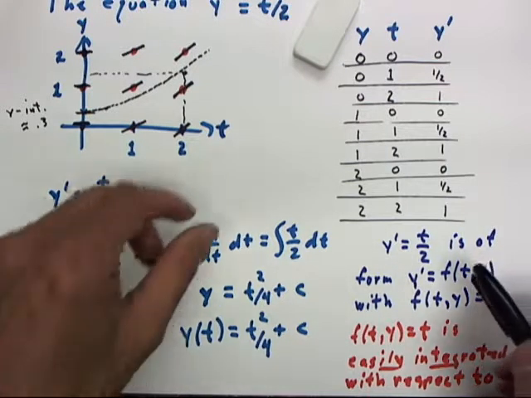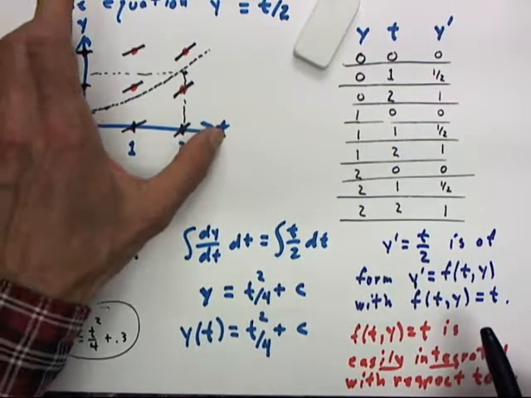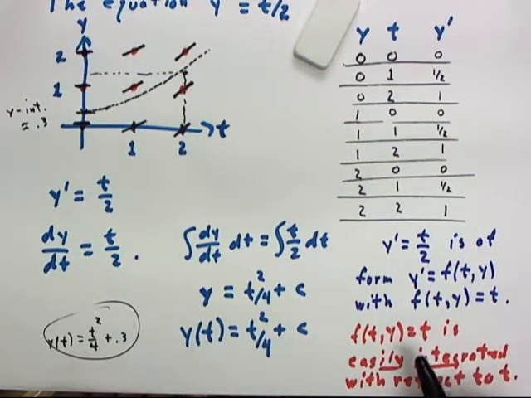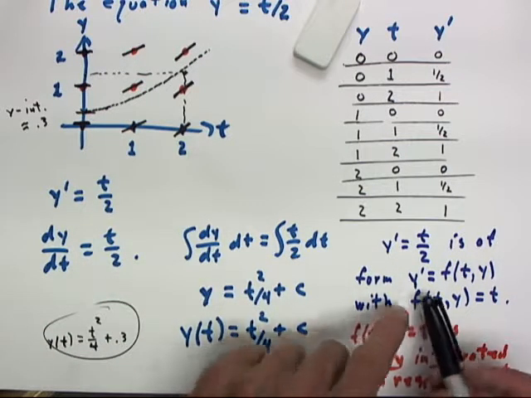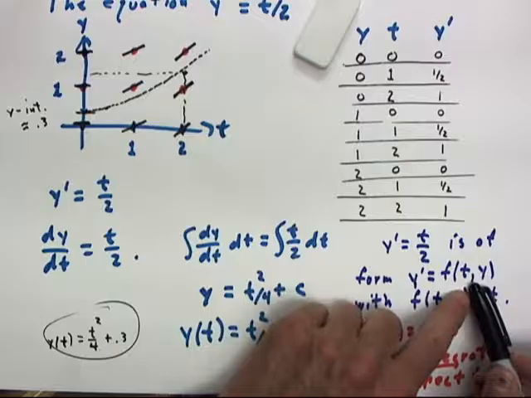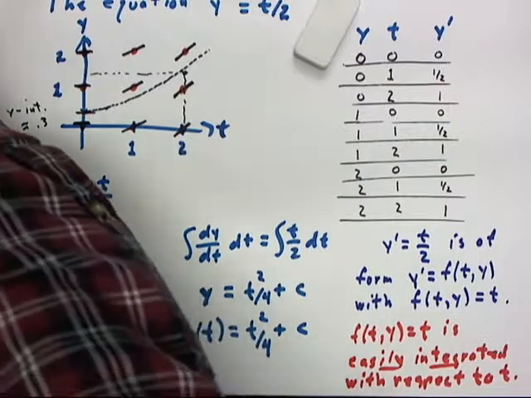The rule for this equation, for finding the slopes of solution curves in this region of the plane, was y prime equals t over 2. That's of the form y prime equals f of t, y, with f of t, y just equal to t over 2.